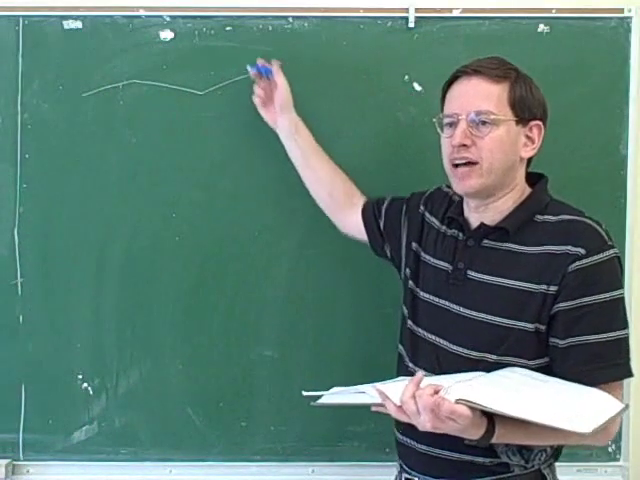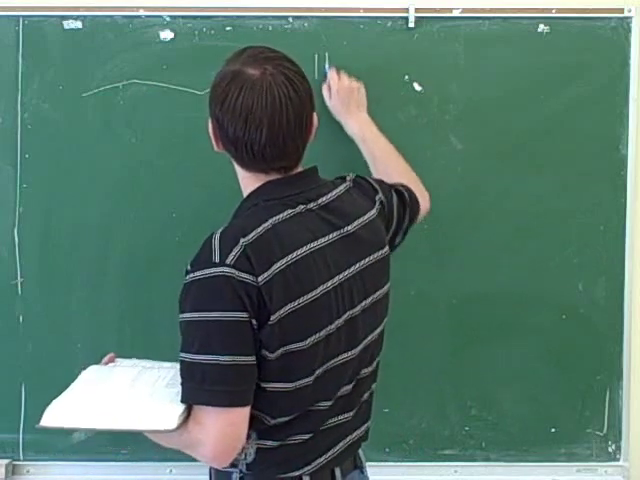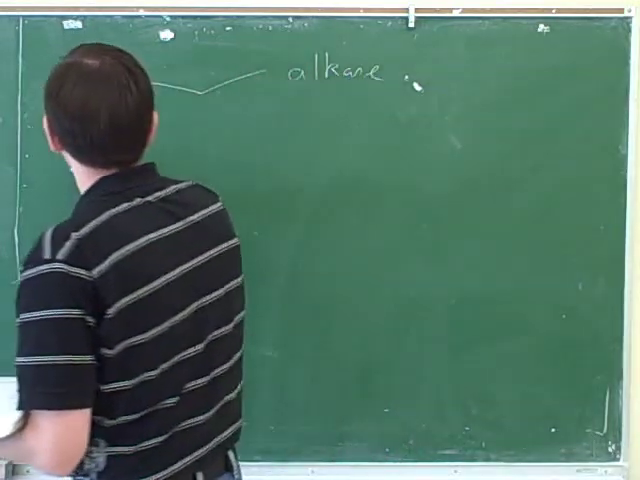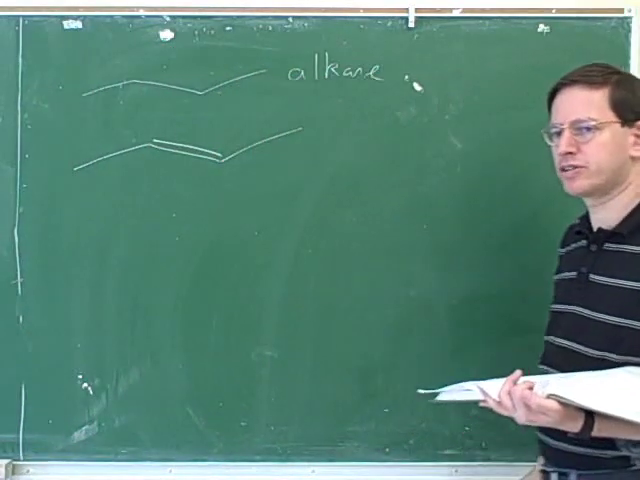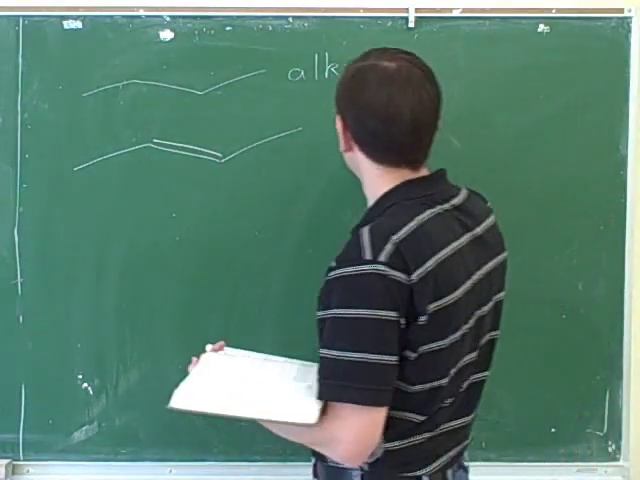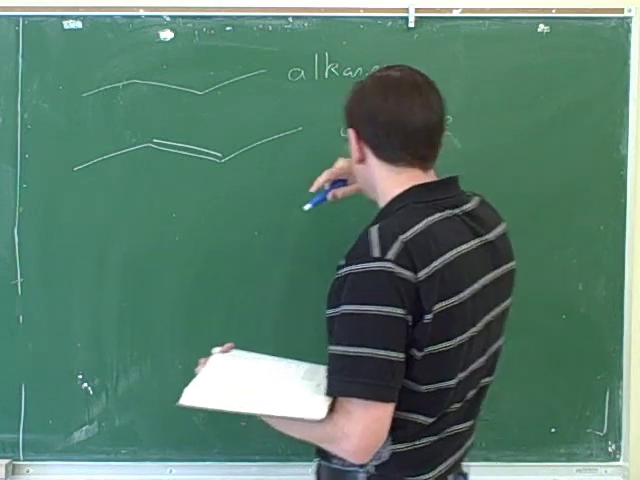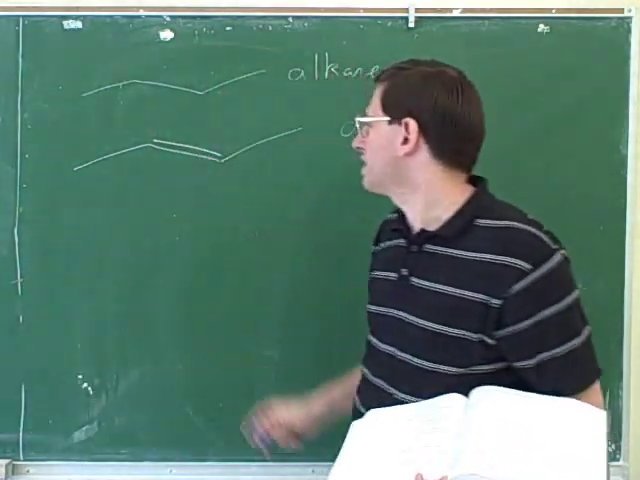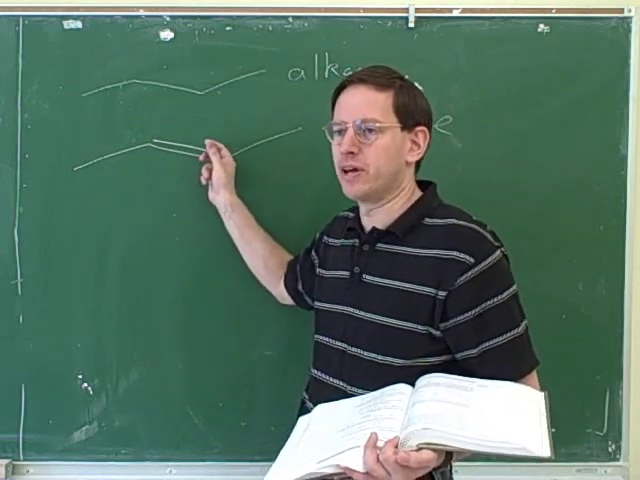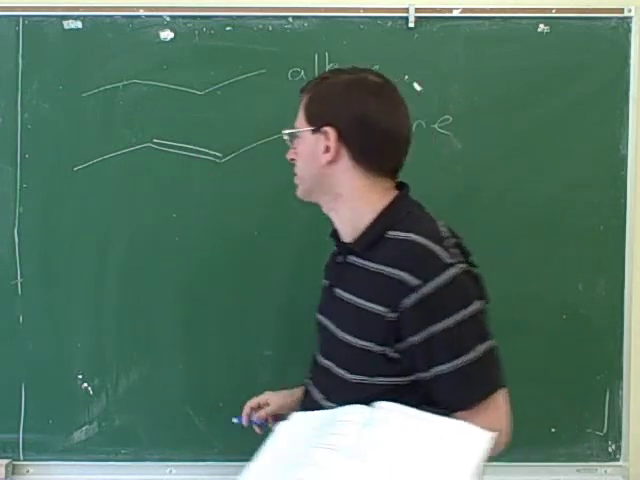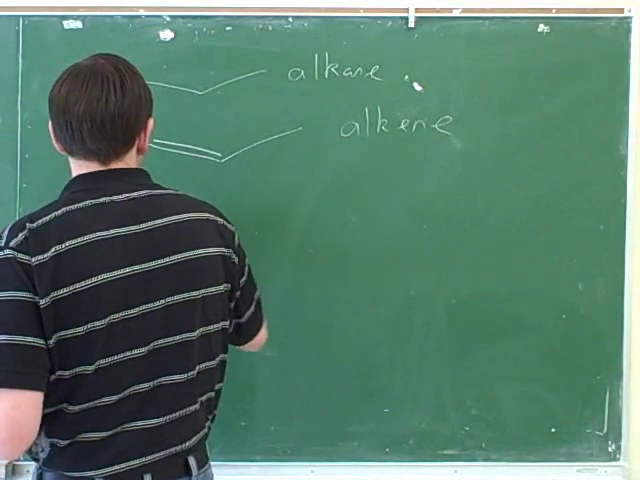We know that this would be called an alkane. What's the name for this type of functional group? Alkyne. One lesson is that carbon-carbon double bonds are considered functional groups. Even though they only consist of carbons and hydrogens, we can still consider those a functional group.